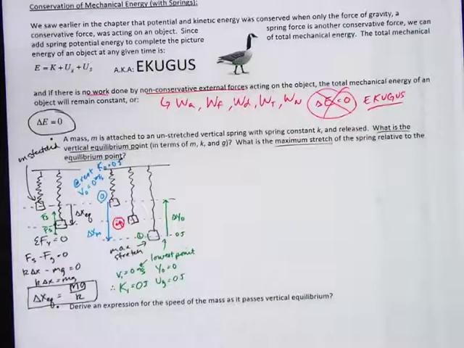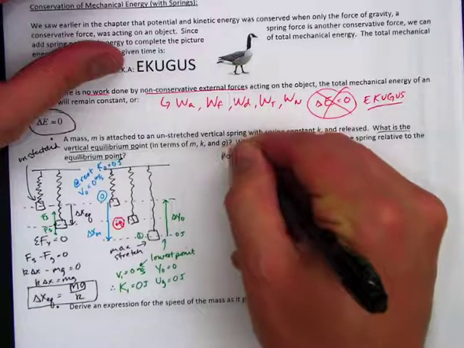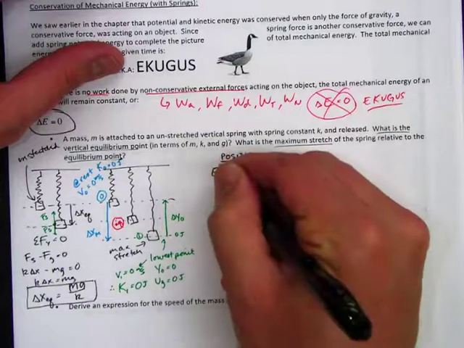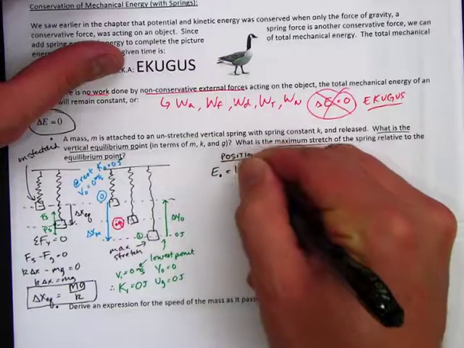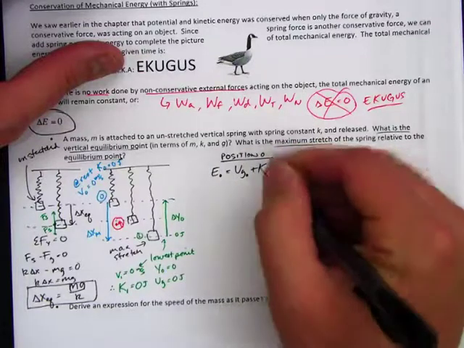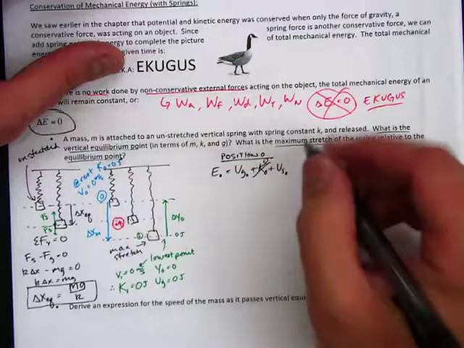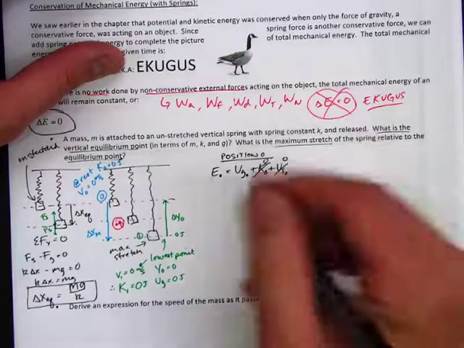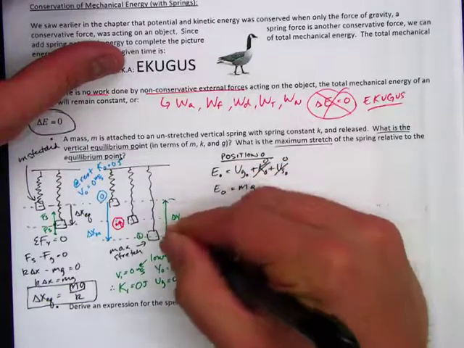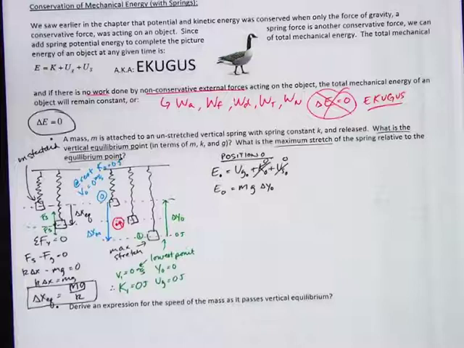Okay, so let's use conservation of energy and the Ekugus. So let's look at position 0, my initial position. My total mechanical energy initial will be my gravitational potential initial plus my kinetic initial plus my spring initial. Now we said initially I have no velocity, so my K is 0. I also am not stretched, so I have no spring energy. So my total mechanical energy initial is just mg times my delta y naught, my initial height relative to my 0 point.